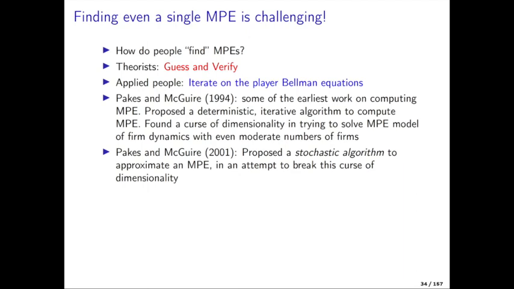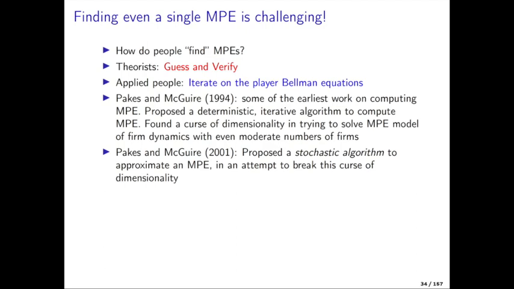The applied version of guess and verify is really like successive approximations. You iterate on the Player-Bellman equations. You guess a value function, you put it in, and then you get out a new value function and say, oh no, that was not verified. It's not what I put in, so it's not an equilibrium. So you put it right back and do the successive approximation, and after guessing wrong for some time, it's going to converge to an equilibrium. That's the applied version of guess and verify, and at the end you get a fixed point.